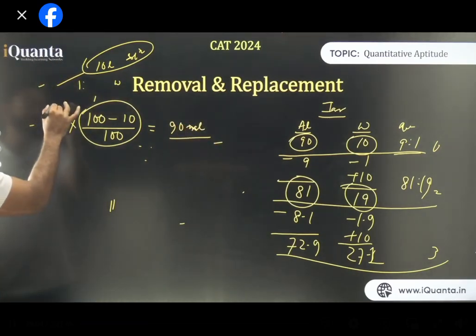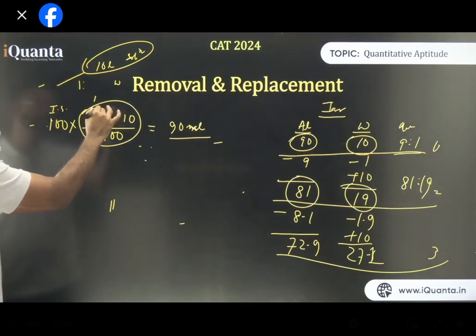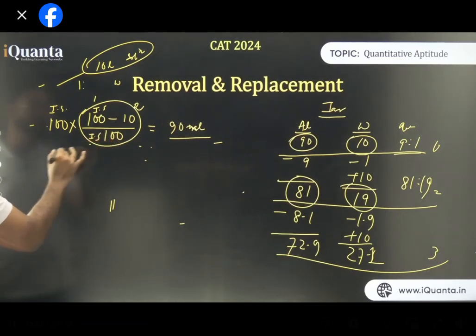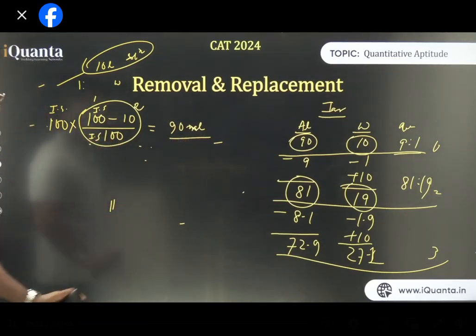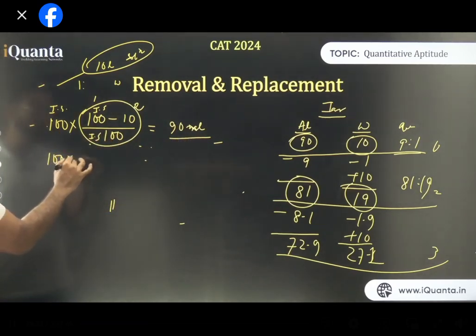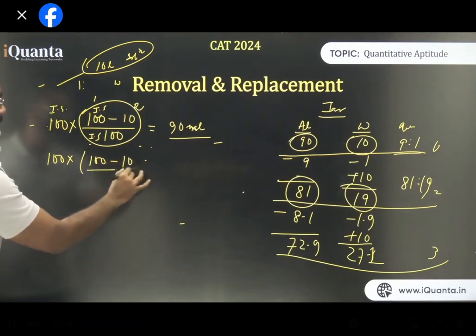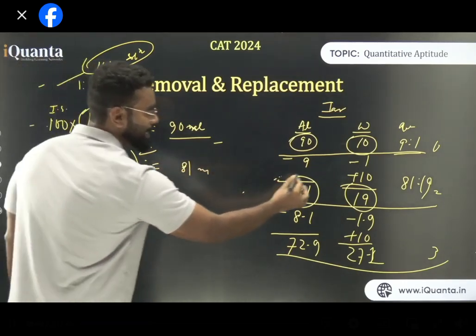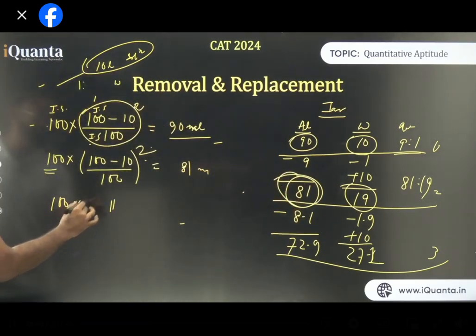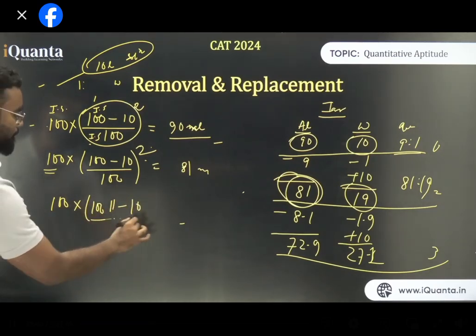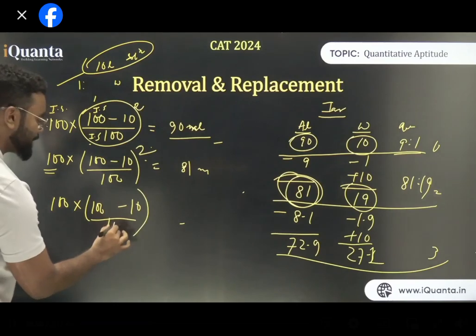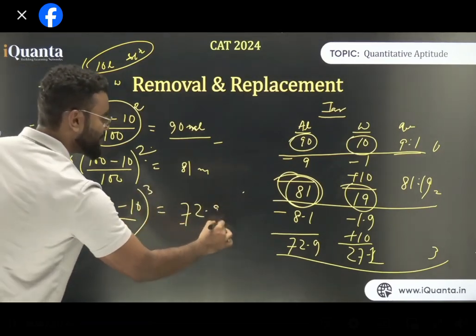So first, what I have done: 100 is the initial solution, minus the removed and replaced amount, divided by the initial solution. If you do this and multiply with the initial solution, you'll get the answer directly. Similarly, for the second time, I'm going to do 100 into (100 minus 10) upon 100. Here 100 is the initial solution, and since I do it twice, I just make it the power 2. If you solve it, you'll get directly 81 ml. Similarly, if you do it the third time, it will be 100 into (100 minus 10) upon 100 cube. This will also give you 72.9 liters.